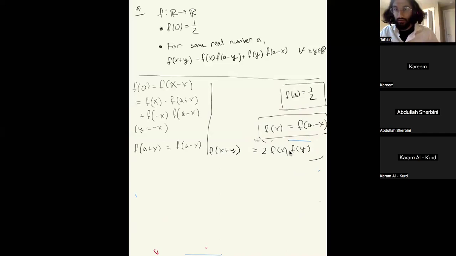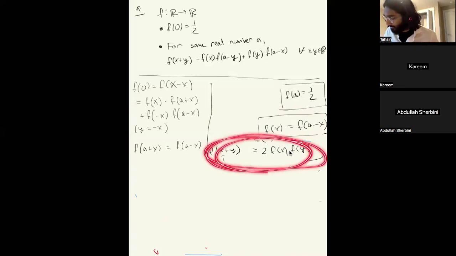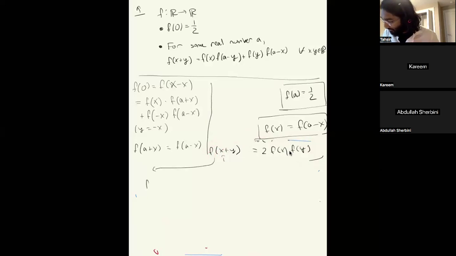I have a way we can prove f is cyclic. In our third equation, we plug in x plus a. The third one, so this one here. f of x plus a equals 2 f of x times f of a, and f of a equals half, so f of x plus a equals f of x.